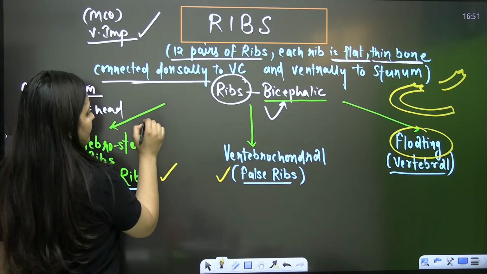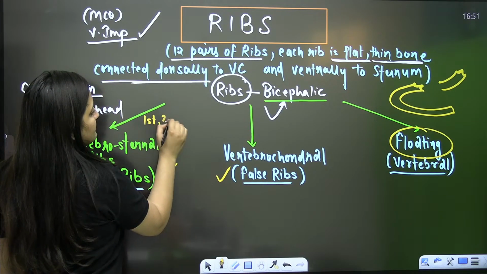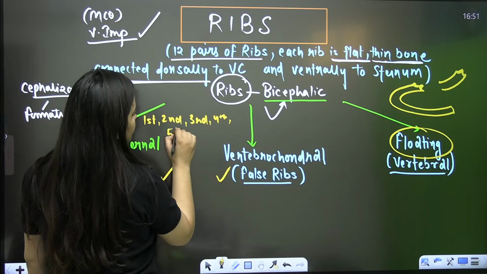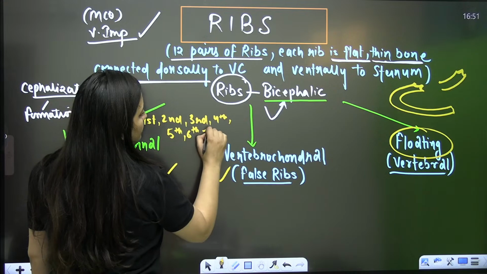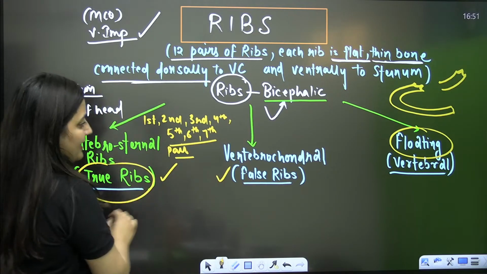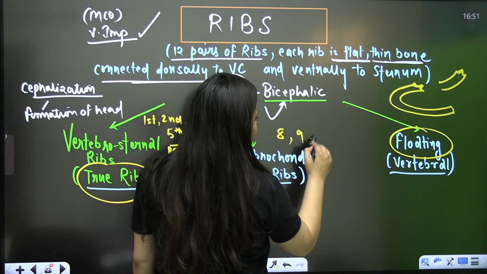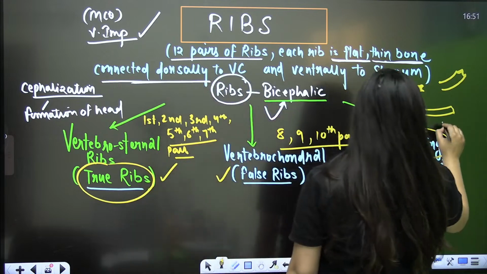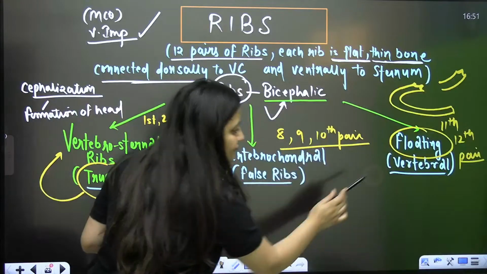So basically the first 7 pairs are true ribs, right? Your 8th, 9th and 10th pair are false ribs. The 11th and the 12th, guess it from there.